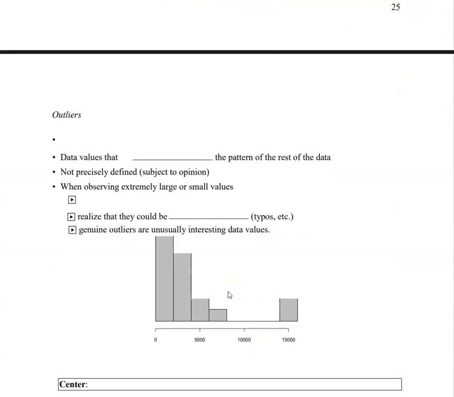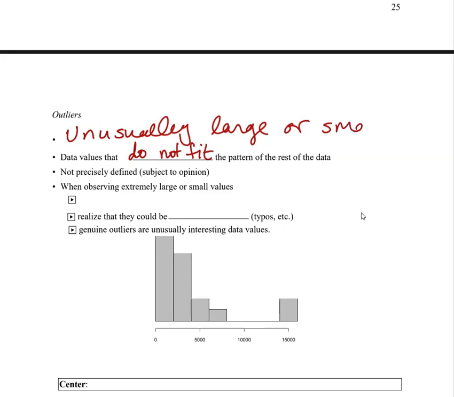Outliers. So outliers are data values that do not fit the pattern for the rest of the data. We may say that these are unusually large or small values in the data set. It's not a precise definition. This is a little bit opinionated, what we consider an outlier. Later on in the course, we'll have some cutoffs for what we would say is an unusual value that we would consider outliers. But for now, it's a little bit subjective.